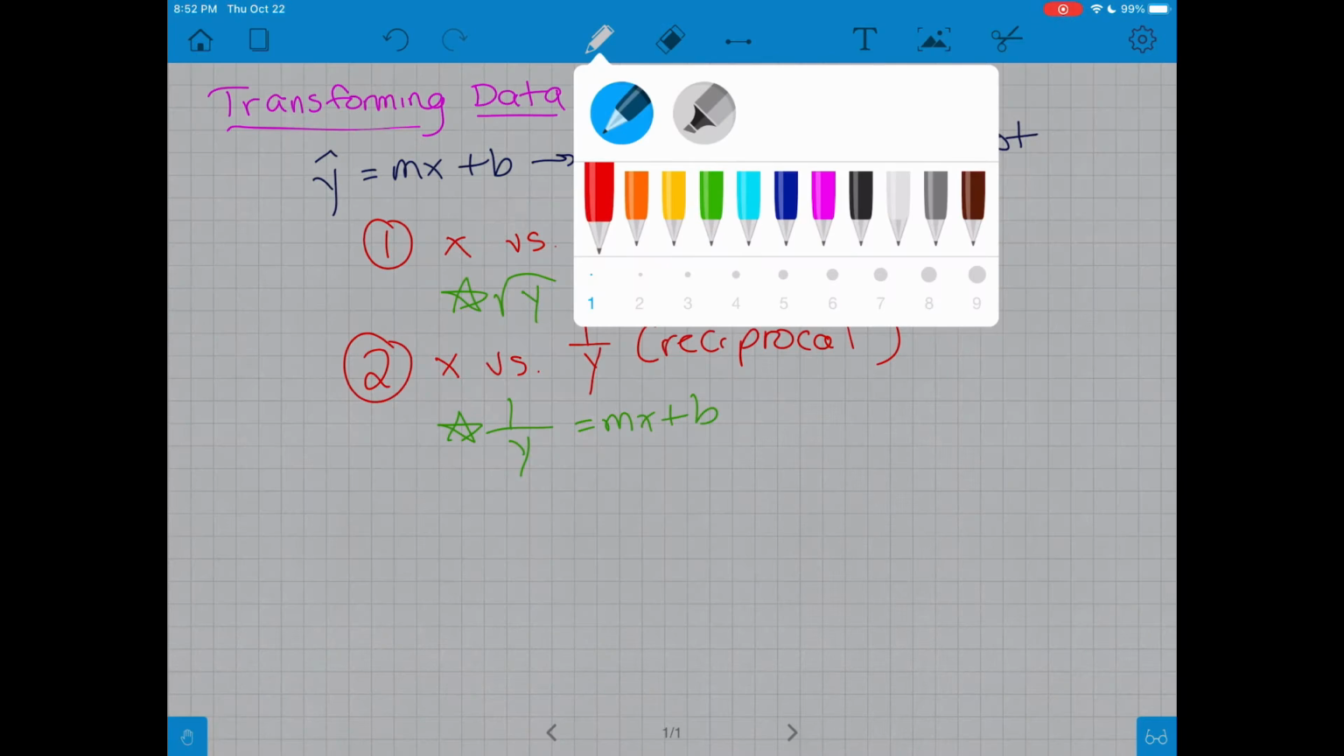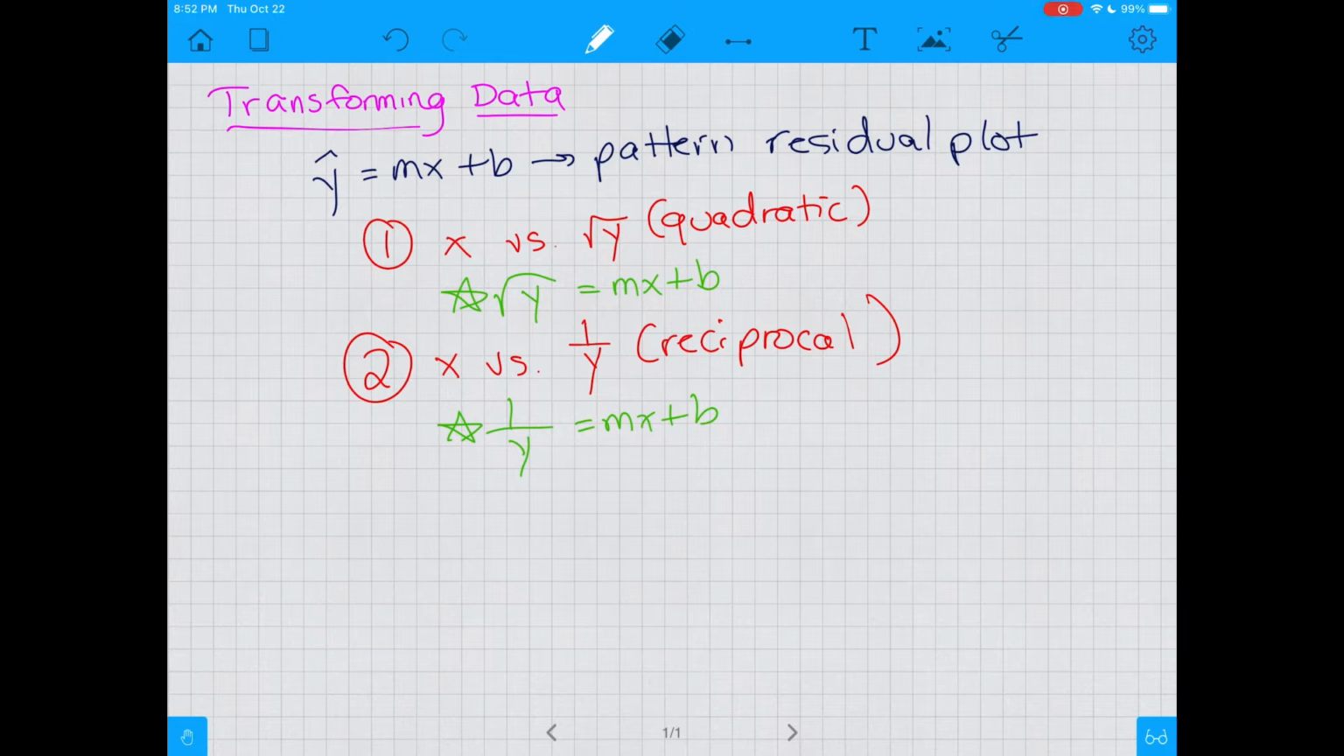So let's say 1 failed, 2 failed. The next thing I'm going to do is try and take the natural log of the y values. It doesn't have to be natural log. It could be any logarithm, so you could use log base 10, and that's fine as well. I picked natural log for a couple of reasons.